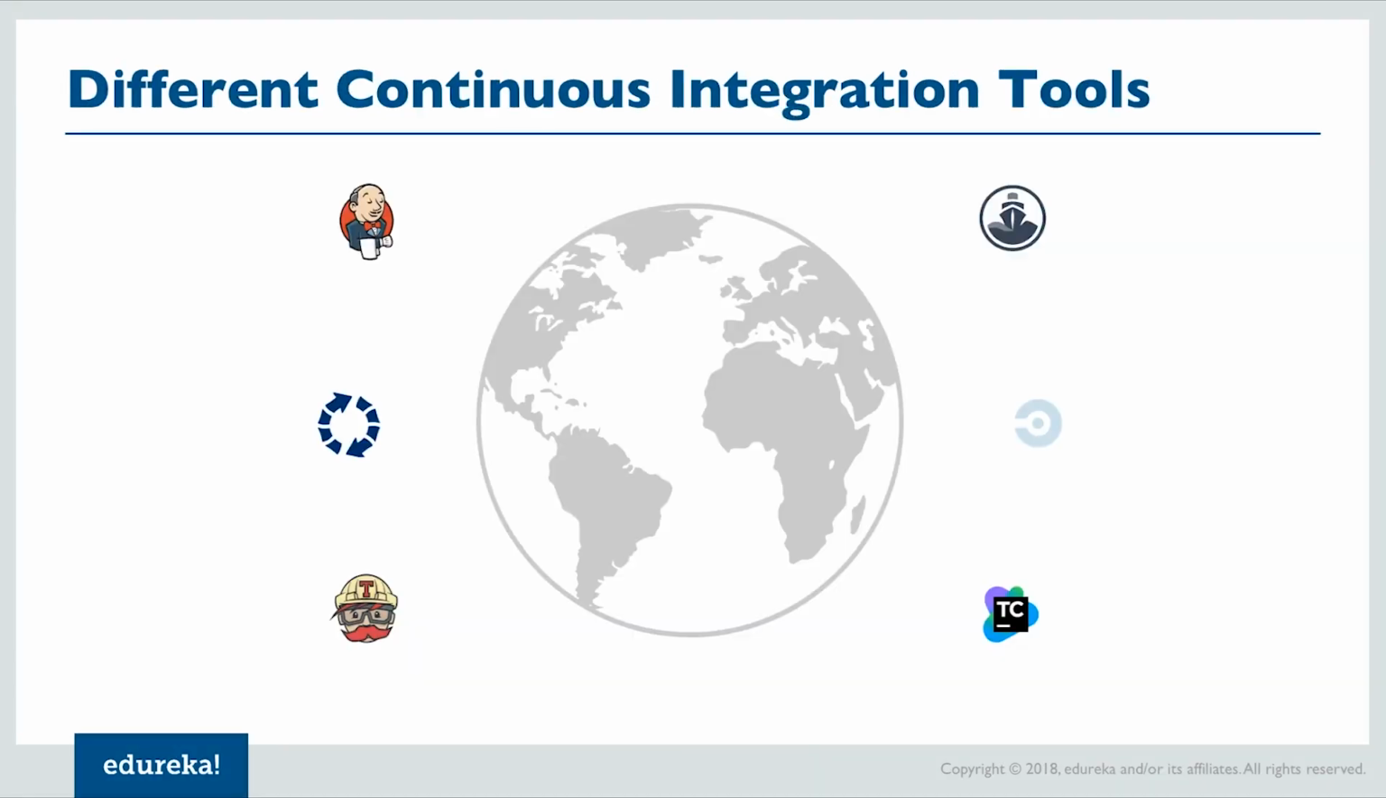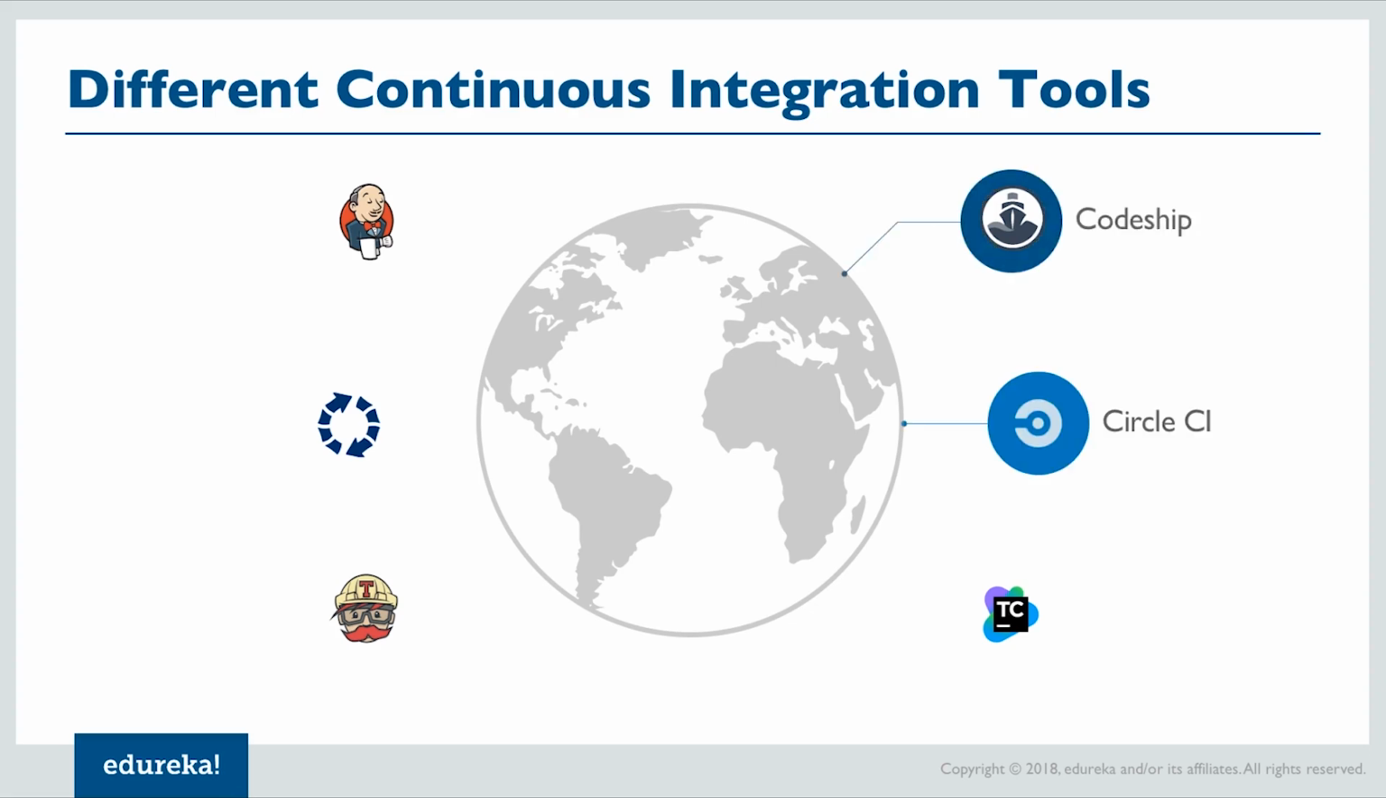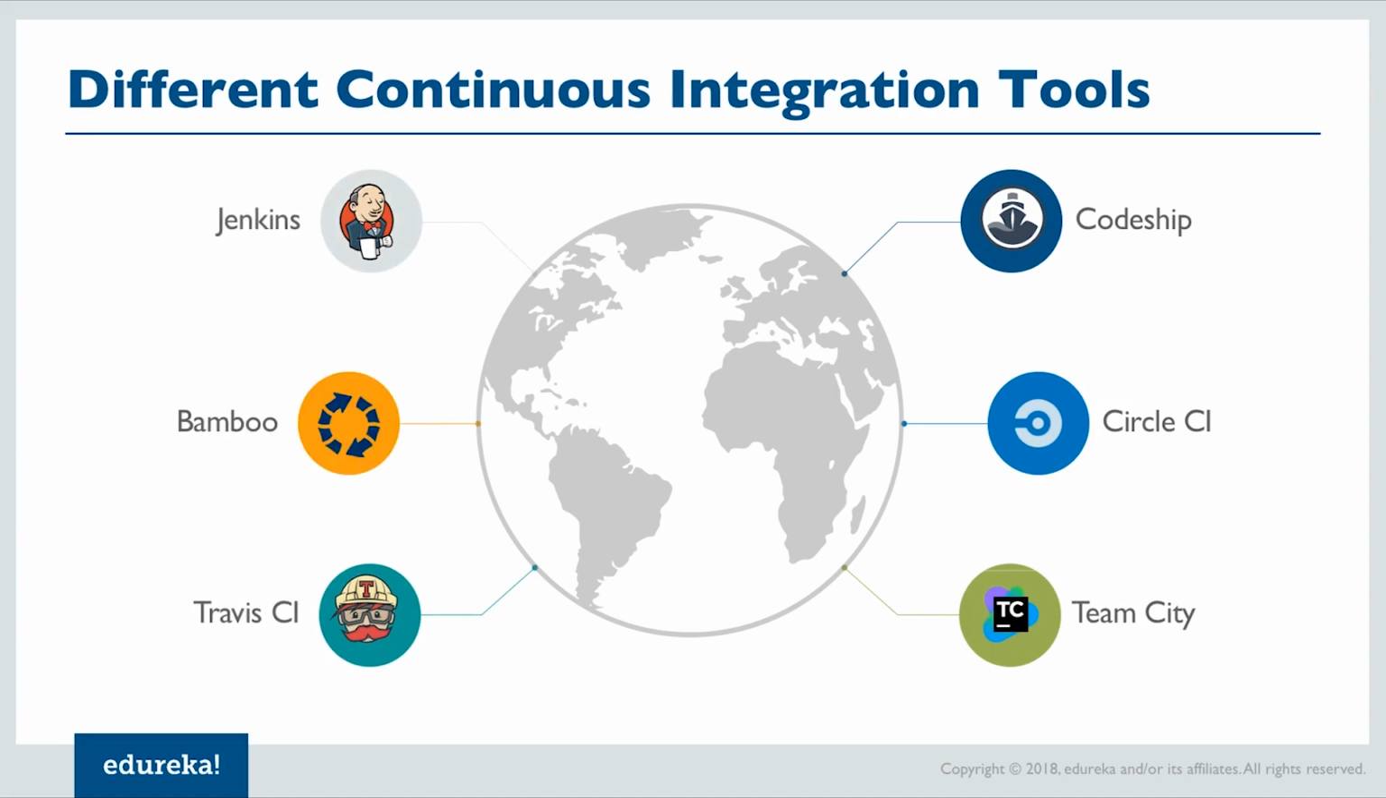So we have different continuous integration tools. Let's take a look at them. Some of the most popular tools out there: we have CodeShip, CircleCI, TeamCity, Travis CI, Bamboo, and of course Jenkins. Out of these, apart from Jenkins, I think Bamboo and TeamCity are the two most popular tools out there. However, Jenkins beats them by a huge margin.